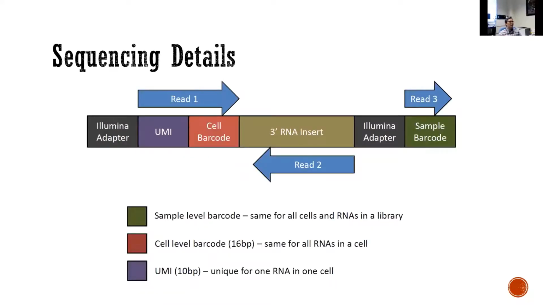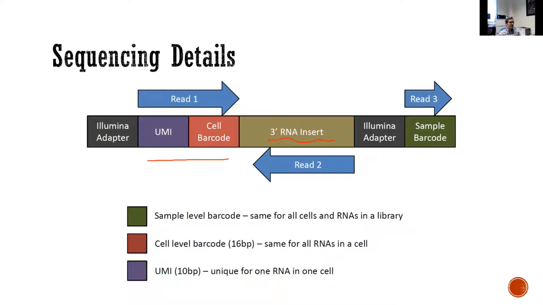So this will give you some details. What are we going to sequence? We will generate 3 reads, 3 files. Read 1 will contain UMI and also cell barcode. Read 2 will sequence the mRNA itself. Read 3 is called index, a sample barcode.